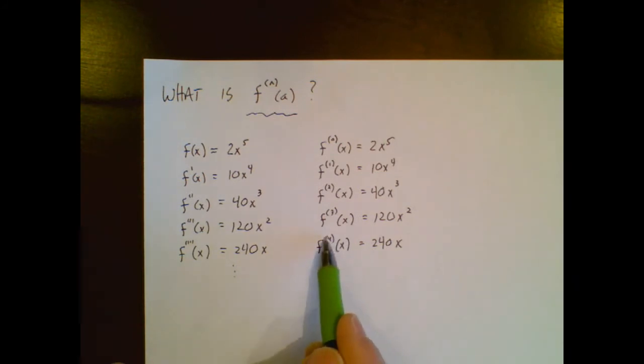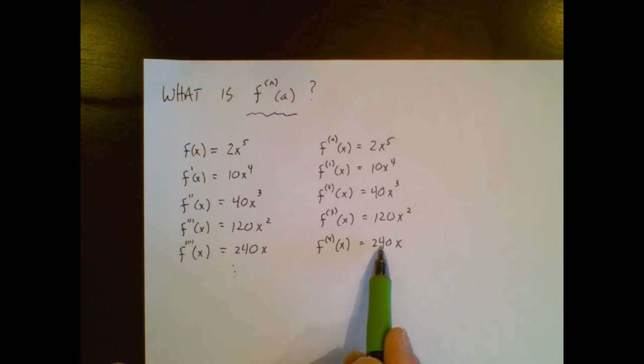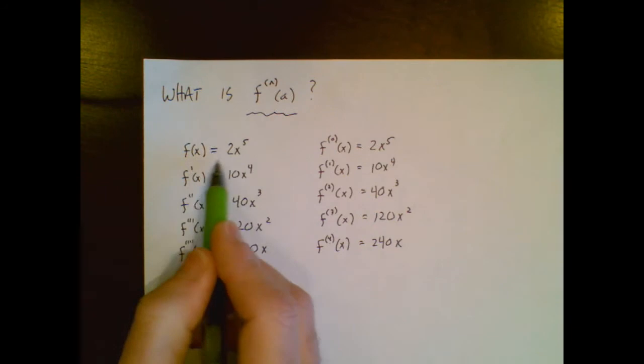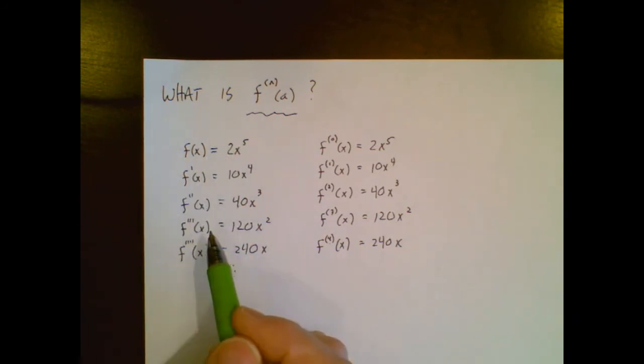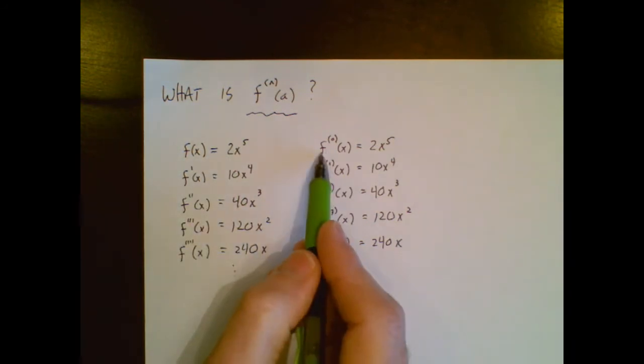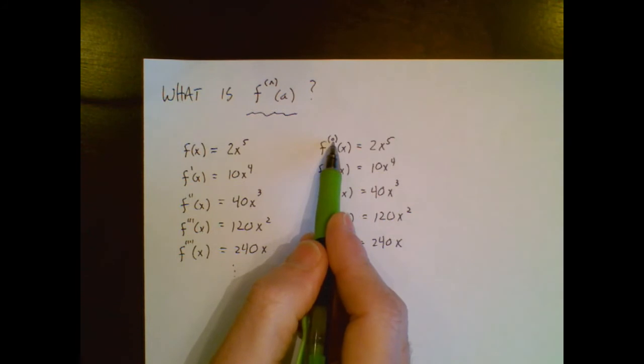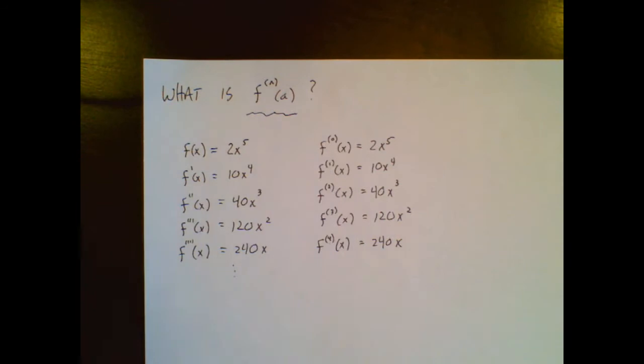So f, with a 4 in parentheses like an exponent but not an exponent, of x, that's 240x, which is the fourth derivative of your function. And by the way, a little nuance to this: the original function is a function in which you haven't taken a derivative yet, so we would call that the 0th derivative. Here's my first derivative, here's my 0th derivative.